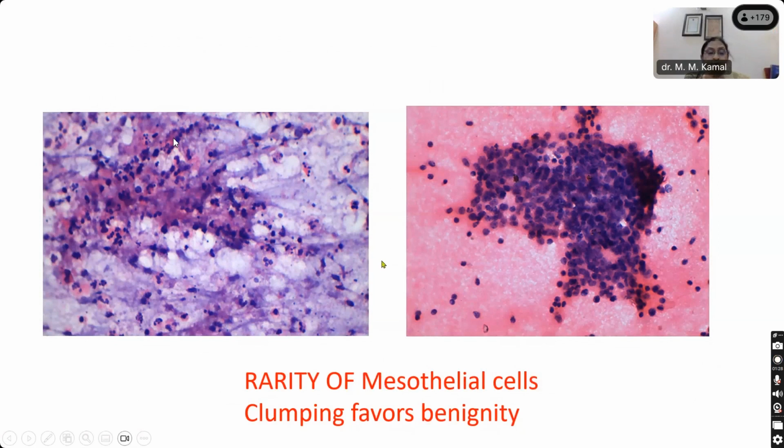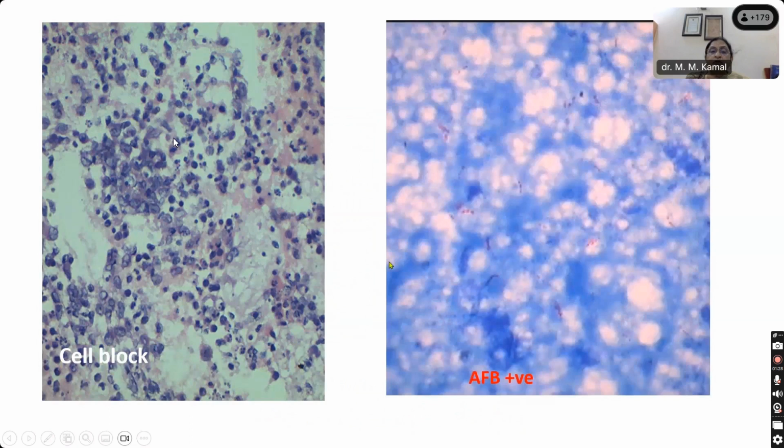Anyone? Ma'am, because there will be fibrosis. Not exactly fibrosis. There is a lot of fibrinous material which is being secreted, and that makes a coating on the lining of the mesothelial cells and inhibits them from exfoliating into the fluid. That is the reason. And then clumping of these lymphocytes also favors benignity. So you may have serious doubts regarding those histiocytes, but because of clumping, that favors the benign process.